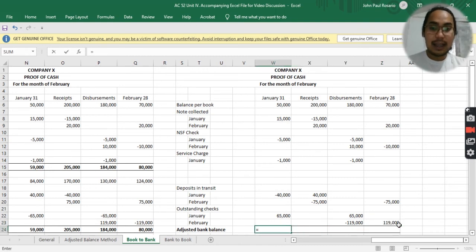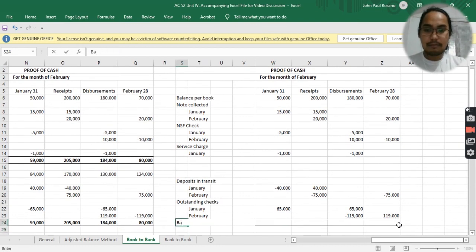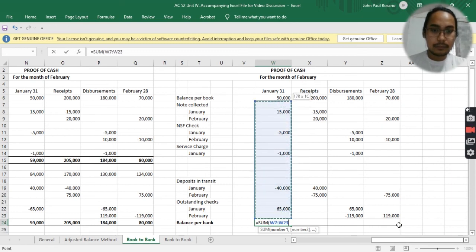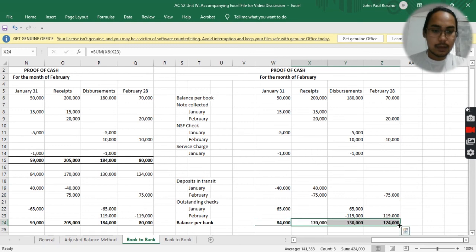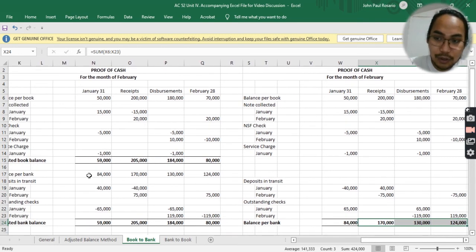So, let's check if we can get the balance per bank. Balance per bank. Okay. So, let's see. Equals sum. And let's check if equal na siya sa ato ang balance per bank statement. So, makita niyo na siya diri sa imuhang permero nga part, no? Okay. So, 84, 84, 170, 170, 130, 130, 124, 124. So, ginatawag siya nga book to bank kay ang imuhang book nga balance, imo siyang i-reconcile kang bank nga balance.